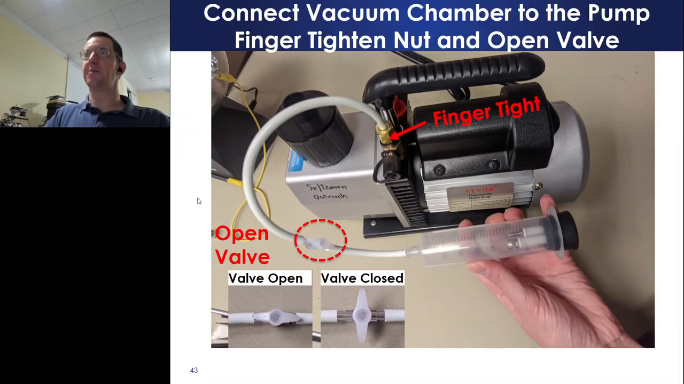Connect your vacuum chamber to the pump and finger tighten the nut onto the pump connector. Open your vacuum valve. Note that the valve is open when the handle is parallel to the vacuum hose and closed when the handle is perpendicular to the vacuum hose. Ensure your stopper is inserted securely into the end of your syringe and that the luer lock connector at the tip is tightened finger tight.